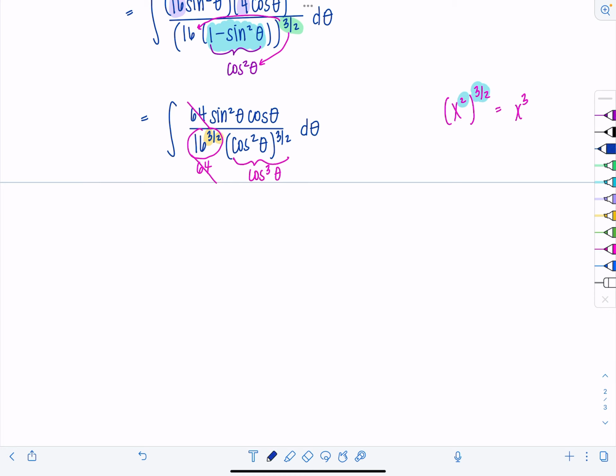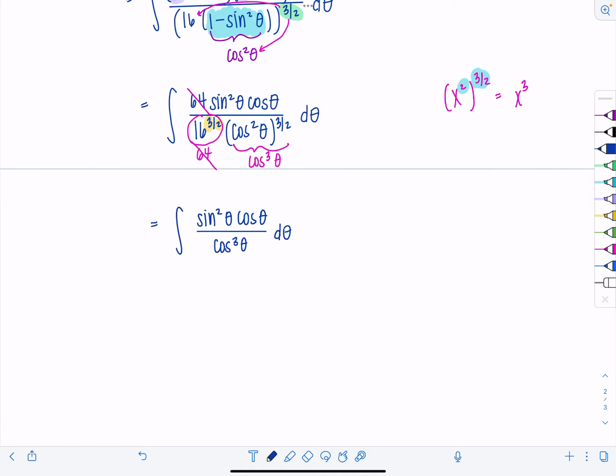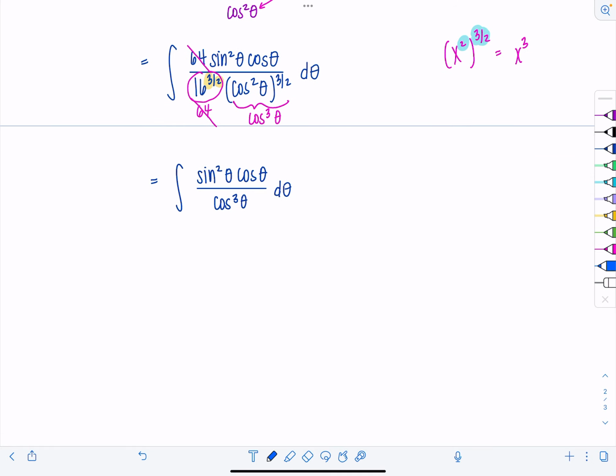Okay, cool. Now let me cancel out what I can. So I have no more constants, right? The 64s are gone. And then we're going to have the integral of sine squared theta cosine theta over cosine cubed theta d theta. Anything else you notice? I hope so. You can cancel out the cosine from the numerator, and now you only have cosine squared in the denominator. And we have here sine squared theta over cosine squared theta.